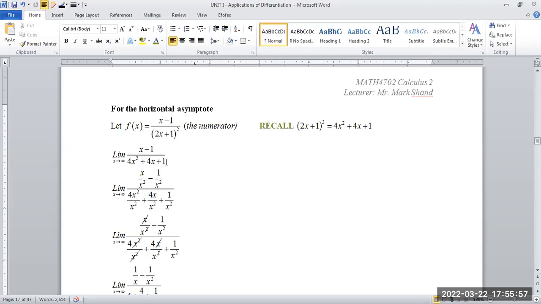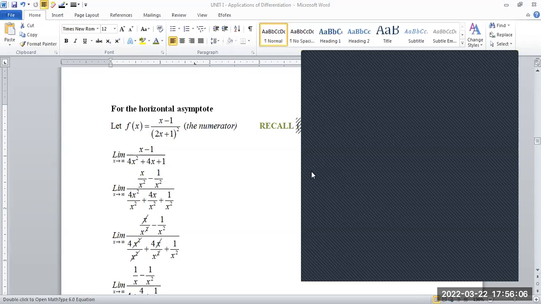No, sir. That last piece, I see where you get the 4x squared, but I don't see where you get the 4x in there. All right, no problem.